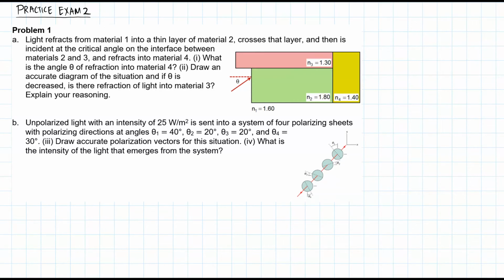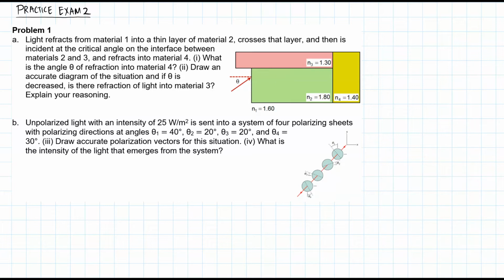Practice Exam 2, Problem 1. A. Light refracts from material 1 into a thin layer of material 2, crosses that layer, and then is incident at the critical angle on the interface between materials 2 and 3, and refracts into material 4. I. What is the angle theta of refraction into material 4?